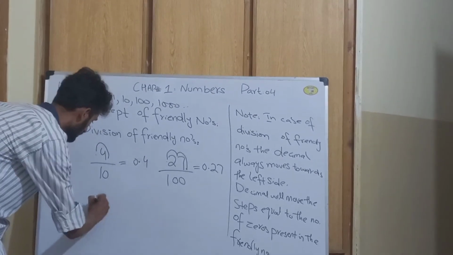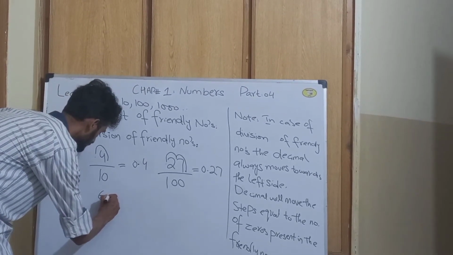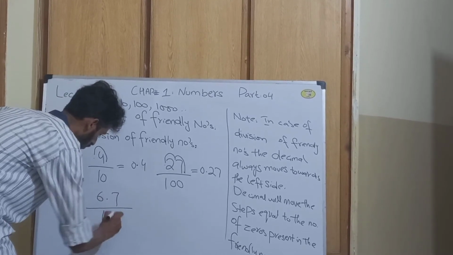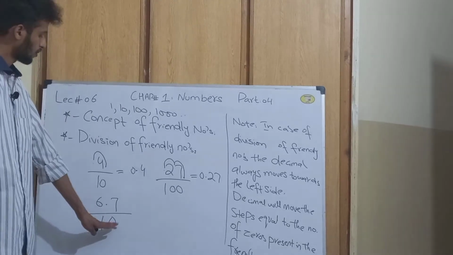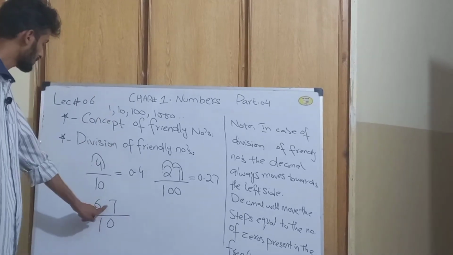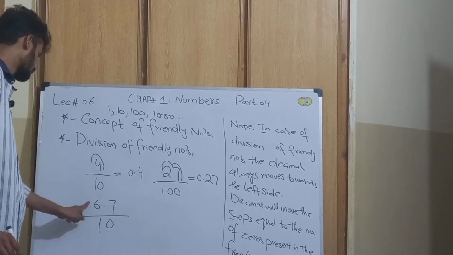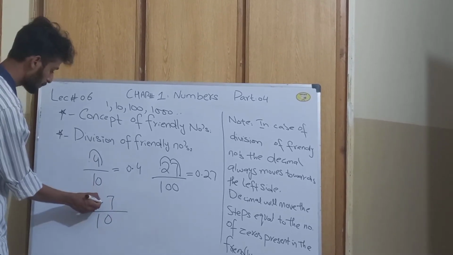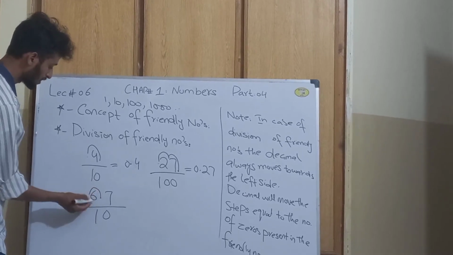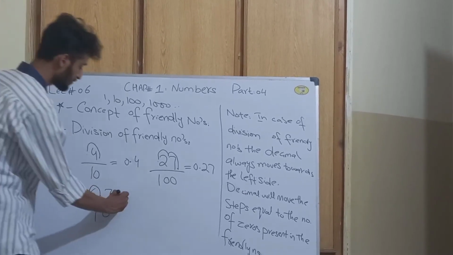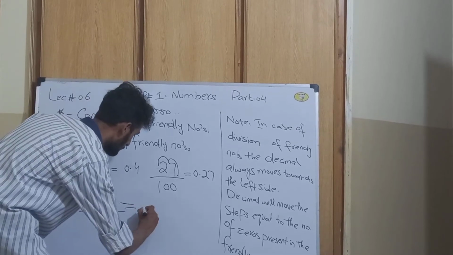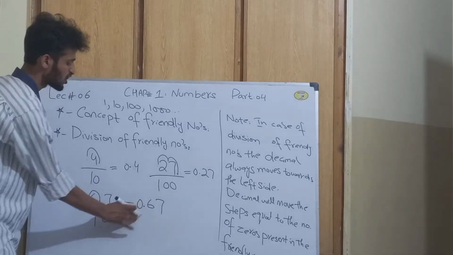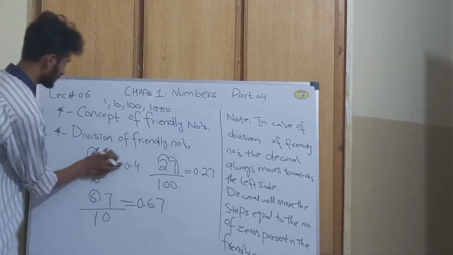We have a number like 6.7 divided by 10. So in this friendly number only one 0 is present. So the decimal will move one step towards the left side as it is division. So the decimal will come over here. Our answer will be 0.67, and we can add 0 over here. So 0.67.